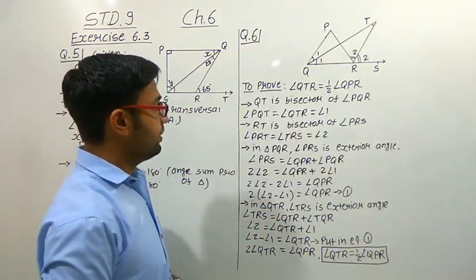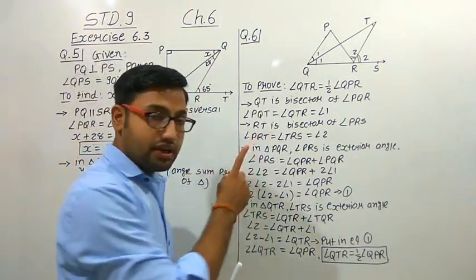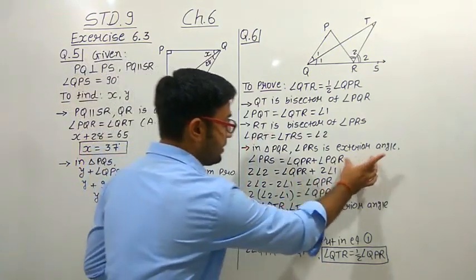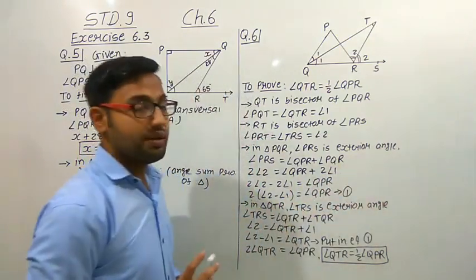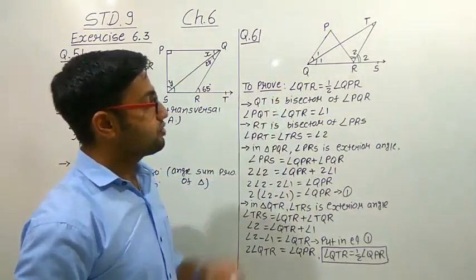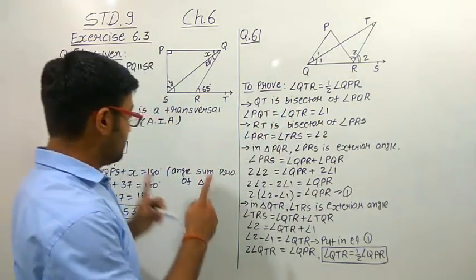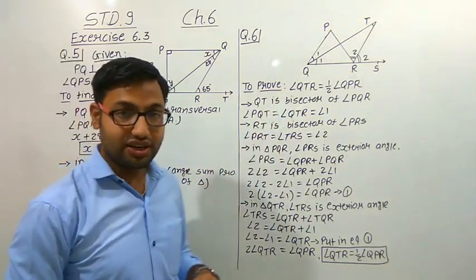So here we used two concepts, angle bisector and exterior angle property. By using these two properties, we can solve this. Okay, so this is all about this lecture. Thank you.